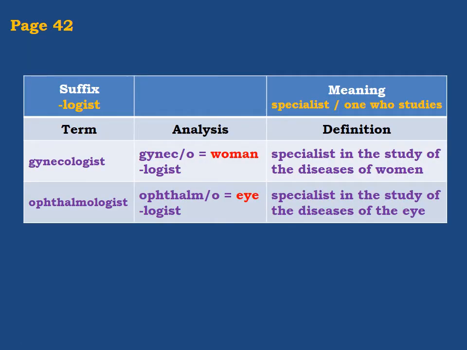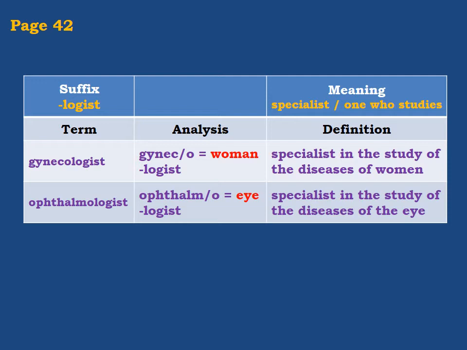Now, the next suffix, logist, which means specialist, one who studies, the person who studies something. Now, the first term, gynecologist, both pronunciations are acceptable. Gynec means woman, and again you took this word before, logist, specialist. So the meaning, specialist in the study of the diseases of women.